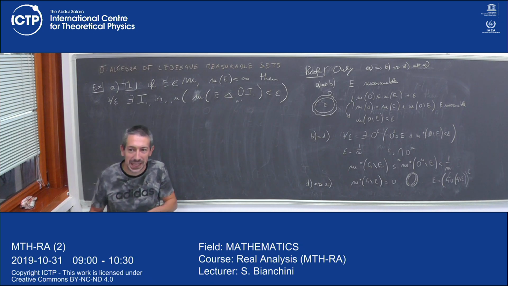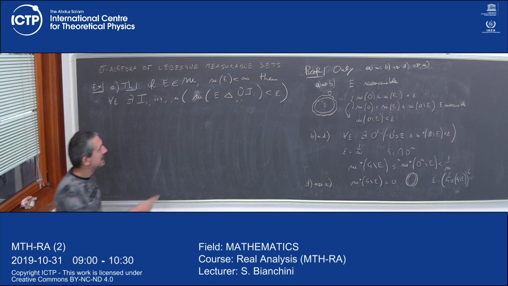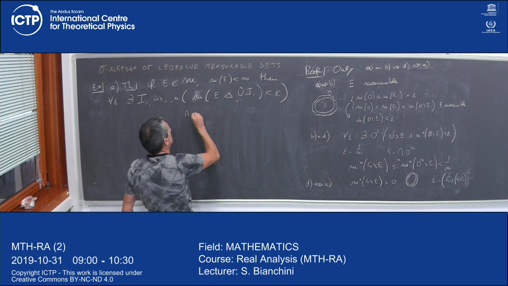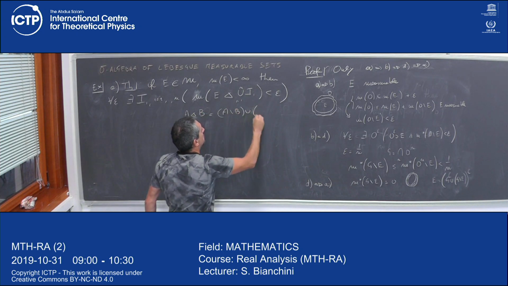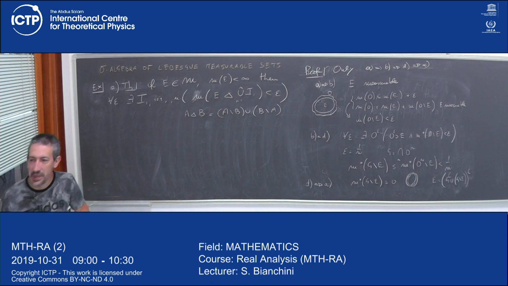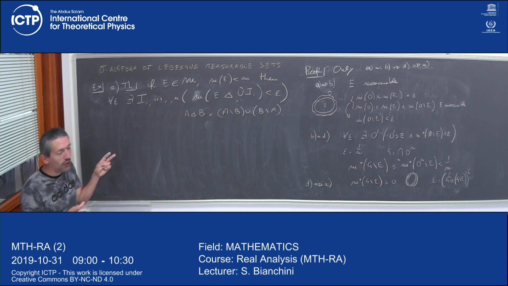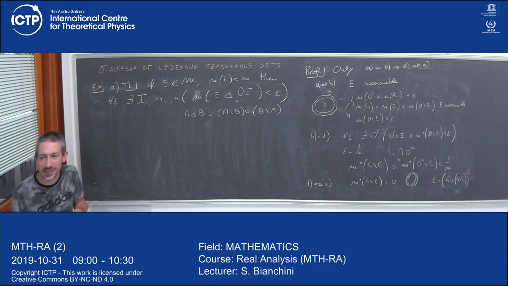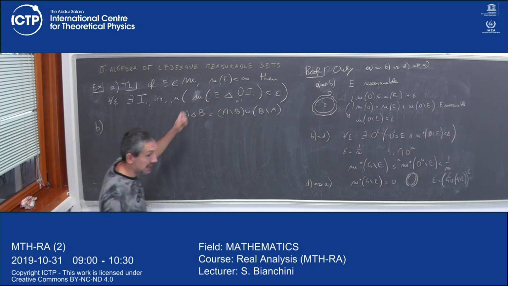Okay, I leave it as an exercise. This is a nice exercise. What is delta? Delta is the symmetric difference. So A delta B is A minus B union B minus A. So it can be too large outside, but cannot be too large. So you cover almost all of E, but you don't cover too much of the rest. This is a very nice exercise.